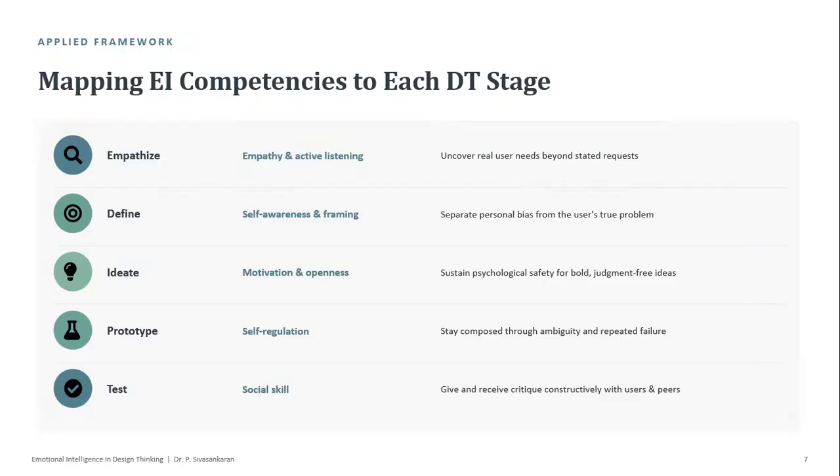Next thing we shall discuss is the mapping of emotional intelligence across design thinking. Each stage of design thinking requires a specific emotional intelligence competency. Empathize requires empathy and active listening. Define requires self awareness. Ideate requires motivation and openness. Prototype requires emotional resilience and self regulation. Testing requires excellent communication and constructive feedback. This integration significantly improves innovation quality.